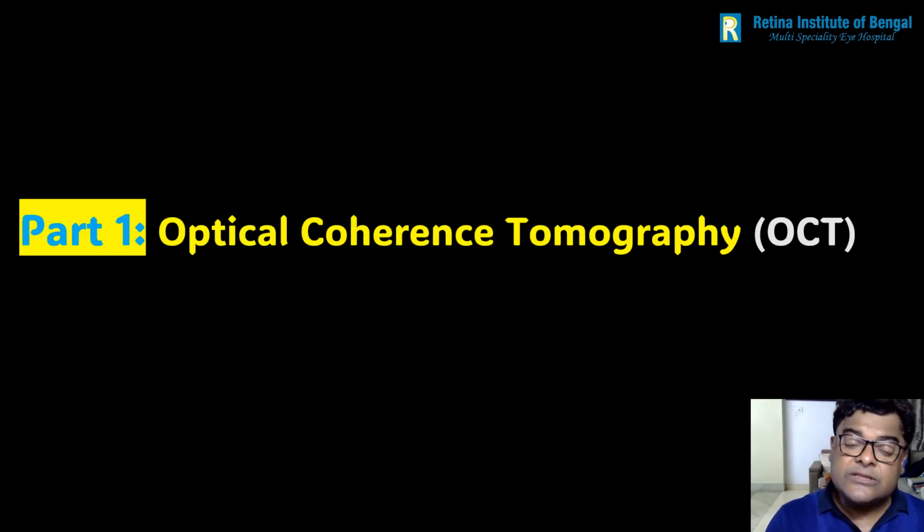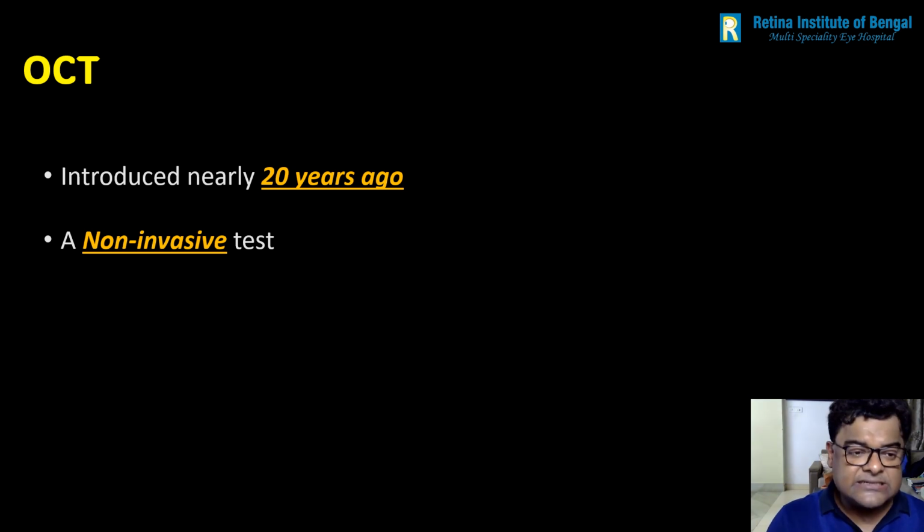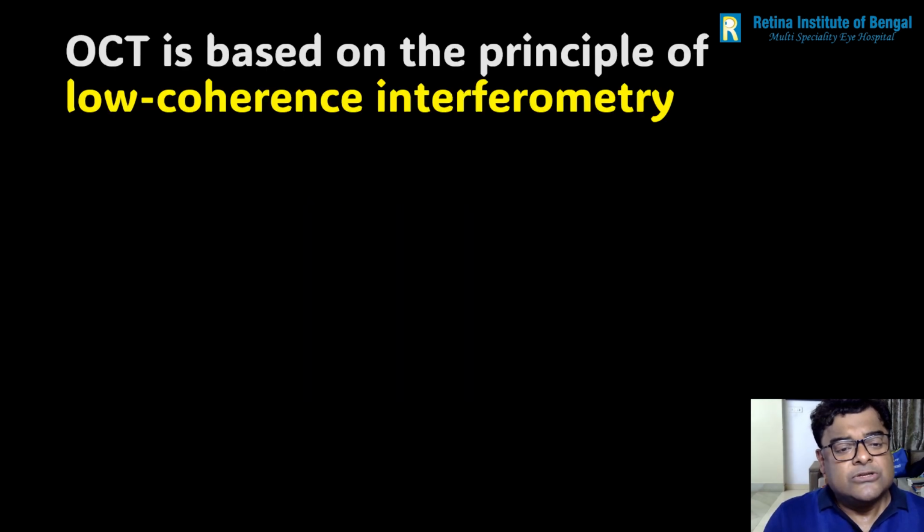So let's begin with OCT, or optical coherence tomography. Now this OCT was introduced nearly 20 years ago. It's a non-invasive test which images the ocular structures in vivo. The technology or the principle behind OCT is low coherence interferometry.